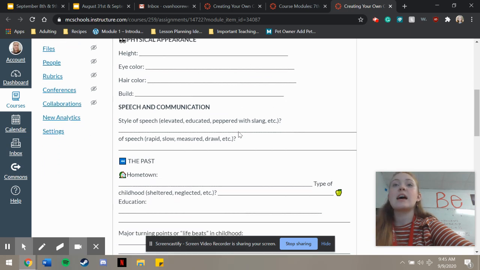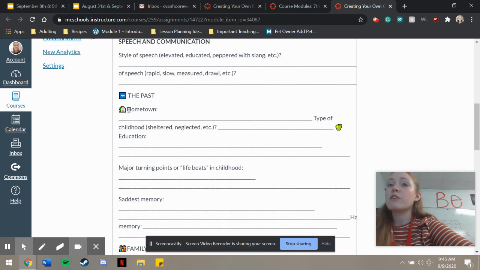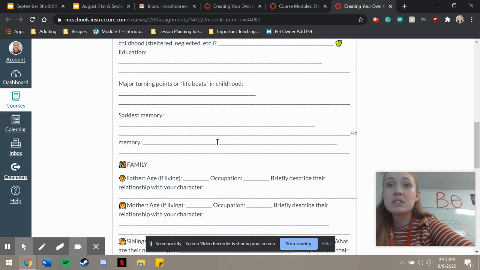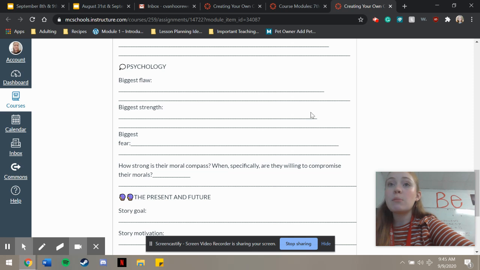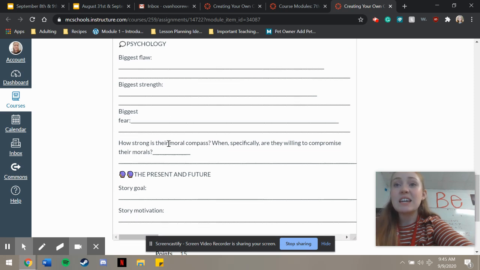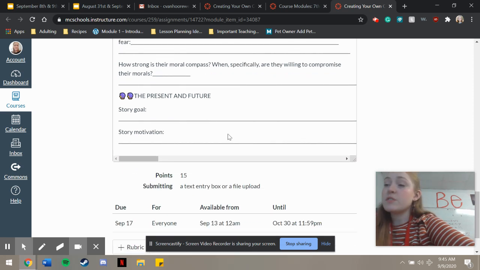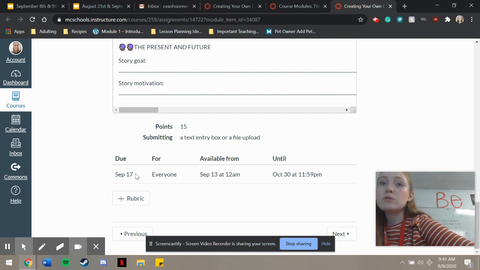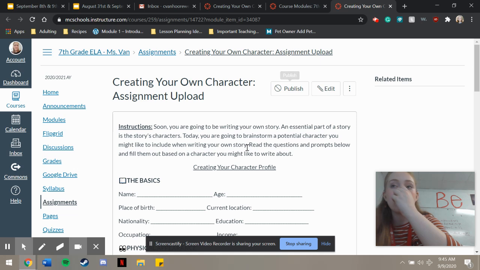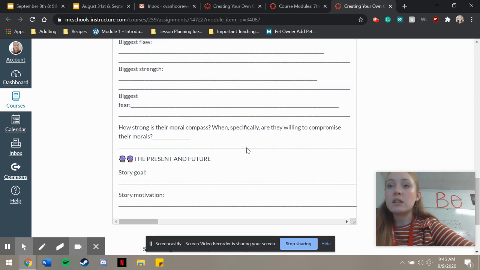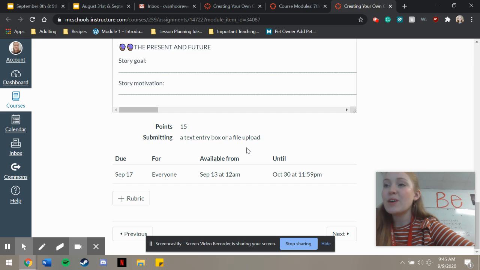So you're going to describe their physical appearance, tell their name, age, location, income, things like that, how they speak, where they're from, saddest memories that that character has gone through, happiest memories, who they have as a family, what's important to the way that they think, and maybe some of their goals for themselves. So this will be due on Thursday, so make sure that you answer all of the questions. You can upload it as a file or as a text document. It's totally up to you. All right, if you have any questions, you can message me or email me.